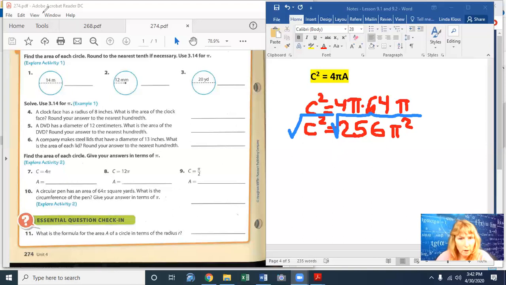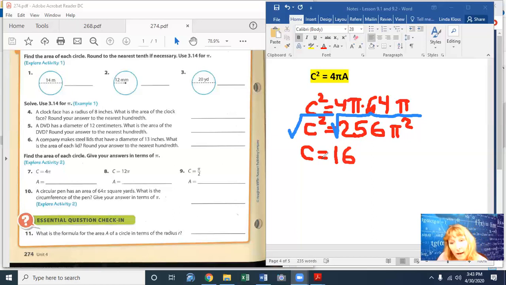So what would you think the square root of c squared is? Well, can you multiply c by itself to get c squared? Yeah, c times c, right? So the square root of c squared is c, and that's what we were trying to get to. Now we need the square root of 256 and the square root of pi squared. So 256 square rooted, you have a square root on your calculator, it's 16. So 16 times 16 is 256, in case you were wondering.